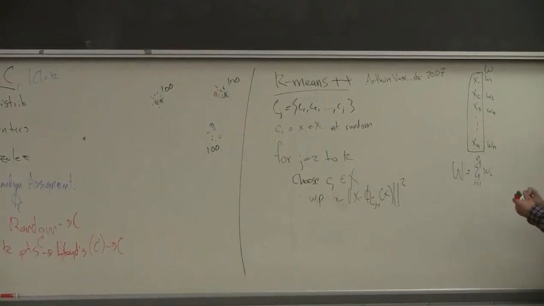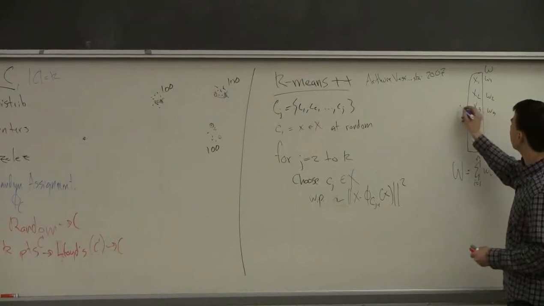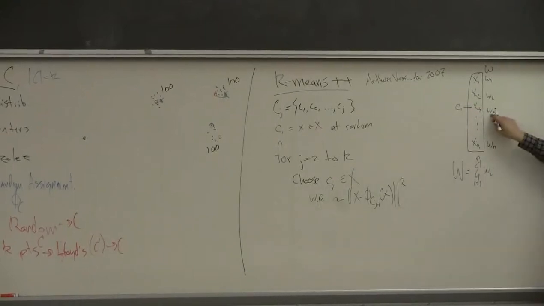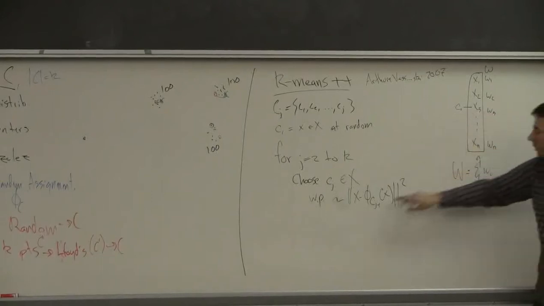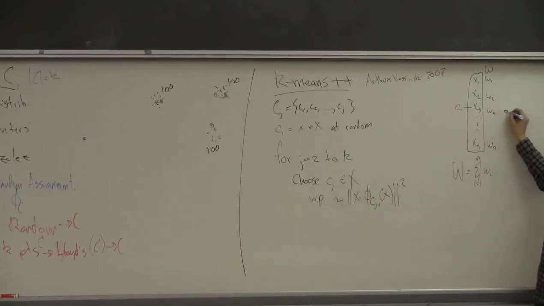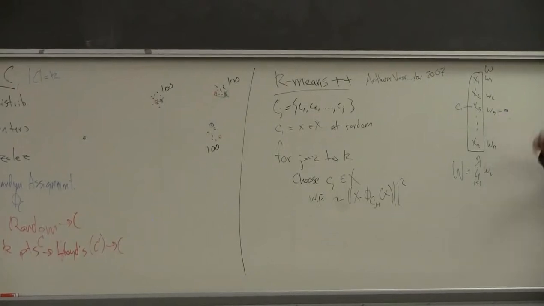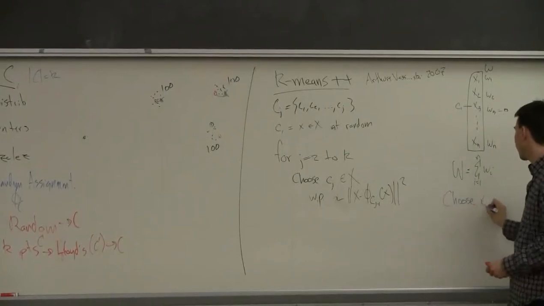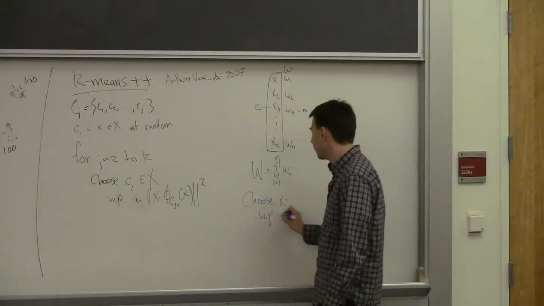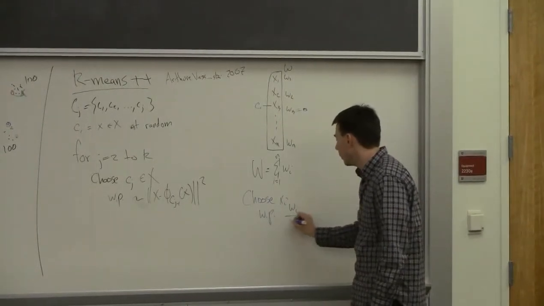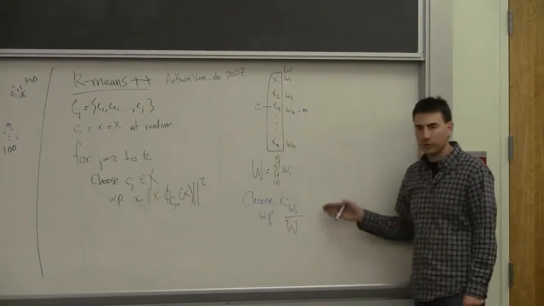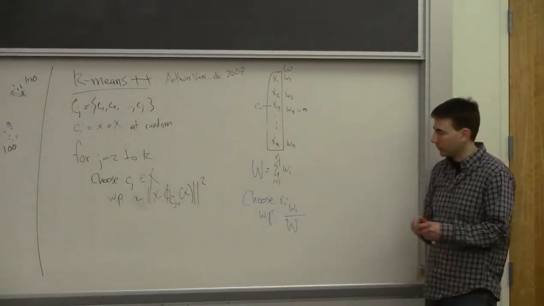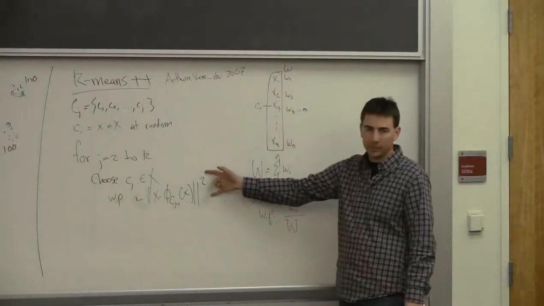And so note that if this point is actually my center 1, then the distance from this point to the center is going to be 0. So then this weight is going to be equal to 0. So I'll never choose this point. I'll never choose the center. But in general, I'm going to have the sum of these weights, and then I'm going to want to choose xi with probability wi over big W. I'll choose it with this probability. Okay, so that's what's going on in this step.